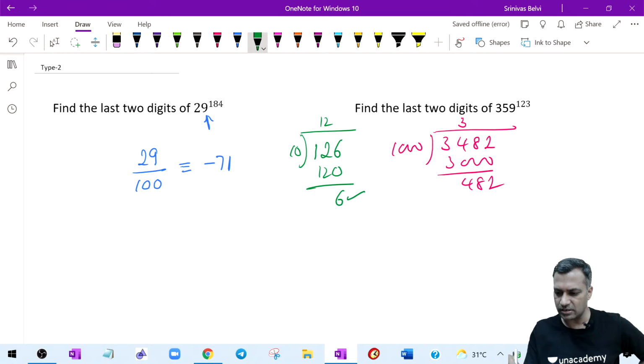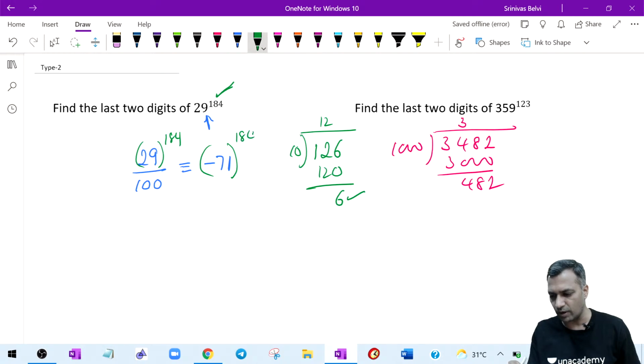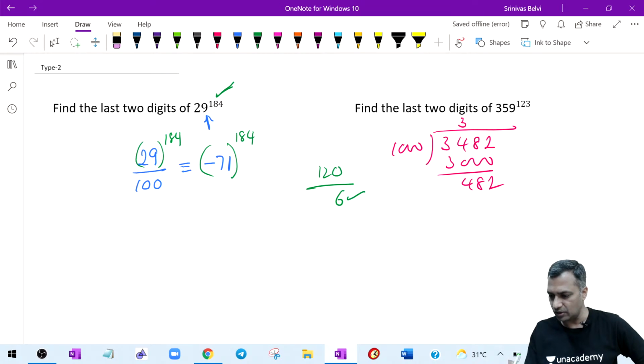Fair enough. But the author said, who asked you to find the last two digits of 29? I am saying find it for 29 raised to power 184. We already did the divide. We already did the remainders. Therefore, we are comfortable. You are saying 29 raised to power 184 is what you want. Therefore, minus 71 raised to power 184 is what I want. Both are saying 29 raised to power 184. I wrote the negative remainder minus 71, you raise it to the power 184. Therefore, here also I will raise it to the power 184. And hence, this becomes what?